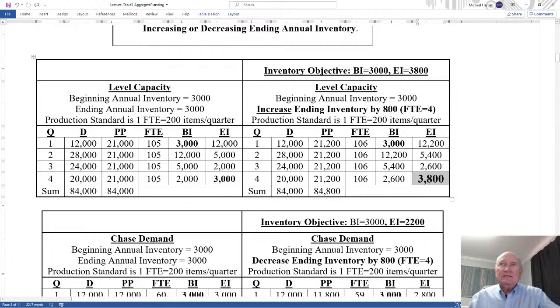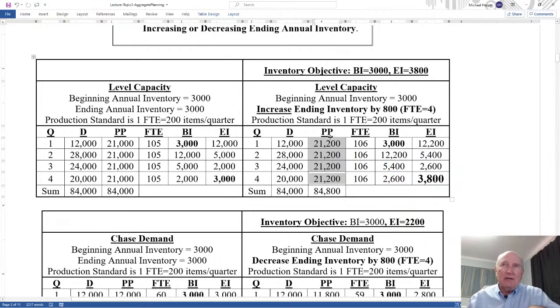The other is take the 800, and since we have quarters, divide it by 4 and add 200 every quarter. So I can do it within the actual quarters. So the annual demand will be 800 more.